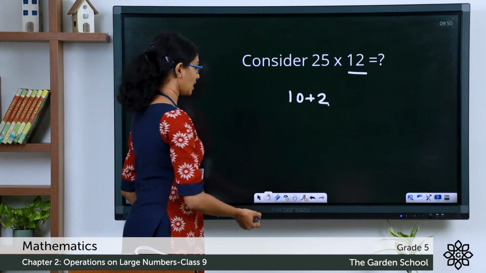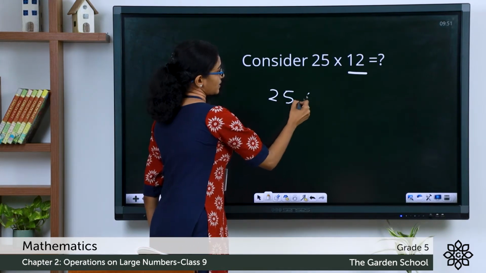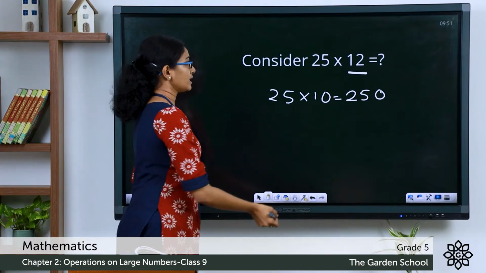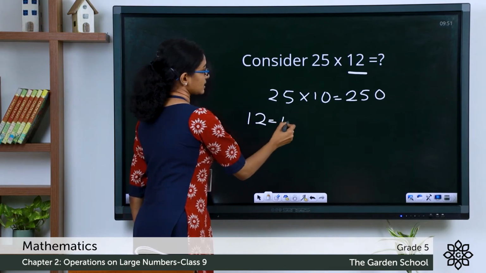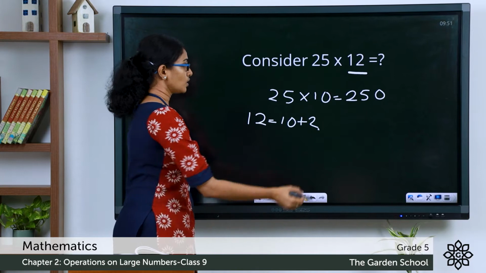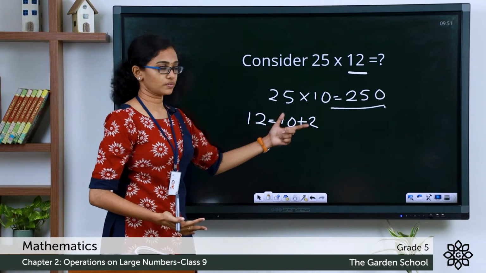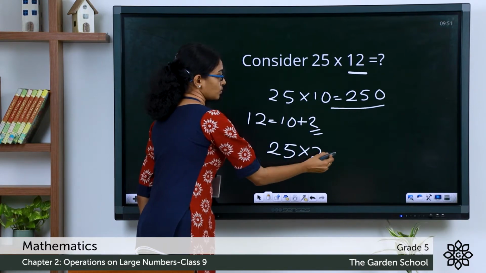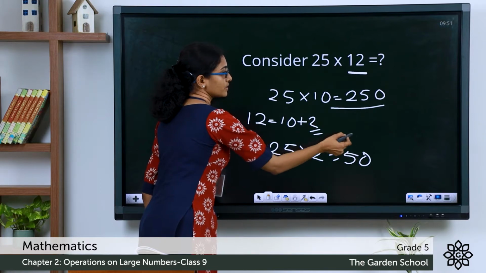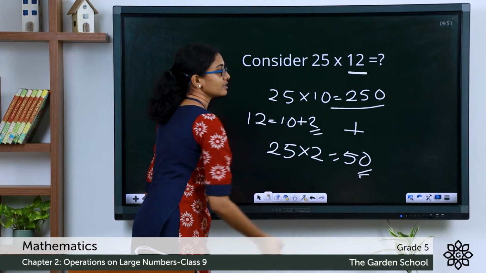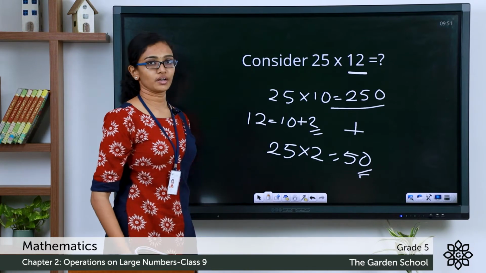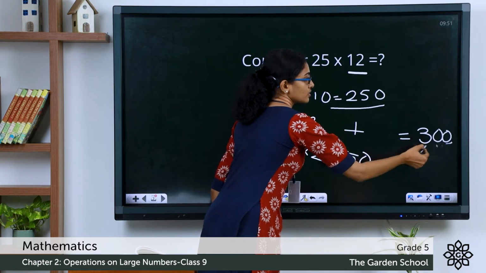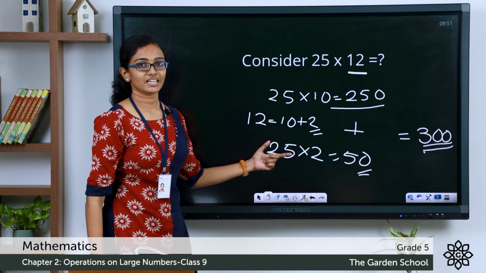How can we do that? Let's see how we can do that. We know 25 into 10 is equal to 250. And 12 we can rethink as 12 equal to 10 plus 2. We already know 25 into 10 is 250. So what is remaining? The 25 into 2, that is equal to 50. So if we just add this 250 and 50, we'll get the answer for 25 into 12. What is it? 250 plus 50 is equal to 300. So that way we can do the multiplication easily.